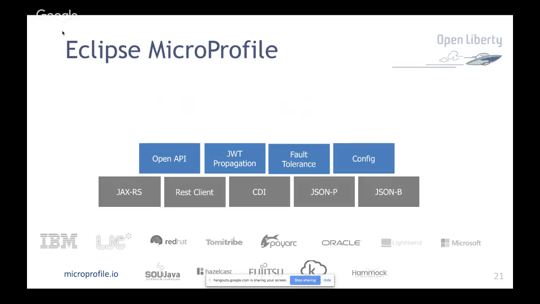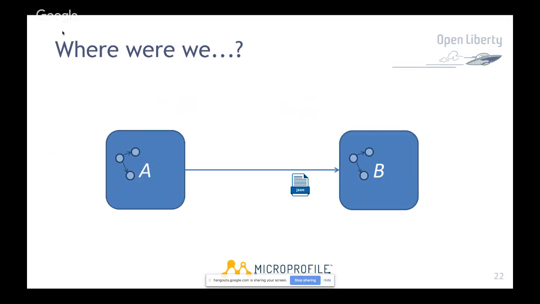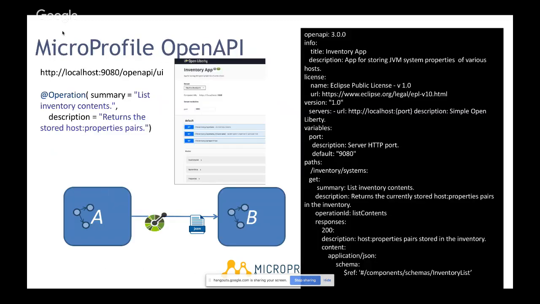How can I create a resilient microservice? How can I configure them? So this basically comes to these four building blocks: OpenAPI, JWT, fault tolerance, and config. For the OpenAPI, MicroProfile OpenAPI is based on Swagger API. If you know Swagger API, MicroProfile OpenAPI is very similar, and you won't have any difficulty understanding it.